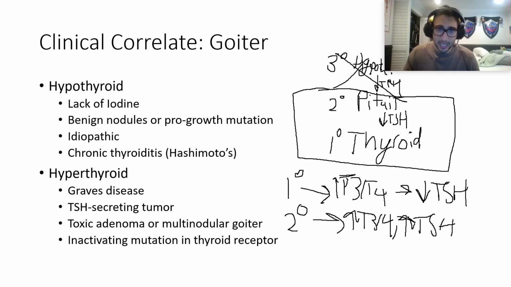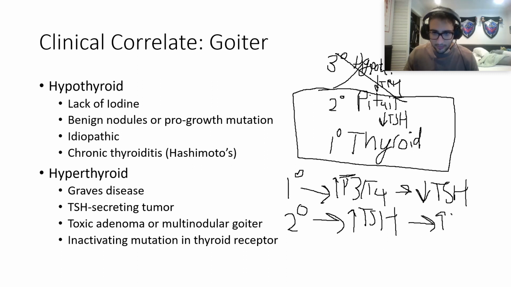So here's the difference. In primary, you're making more T3, T4, so you have decreased TSH. In secondary, and this might be a better way to write it, give me a second, you have increased TSH, therefore you have increased thyroid hormone. Okay? It's important to have that straightened out in your head. It's very high yield that the thyroid hormone feeds back onto the pituitary to decrease TSH. And in cases of secondary hyperthyroidism, the TSH is going to precipitate the increase in thyroid hormones.